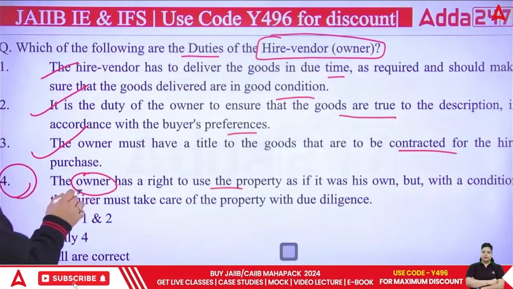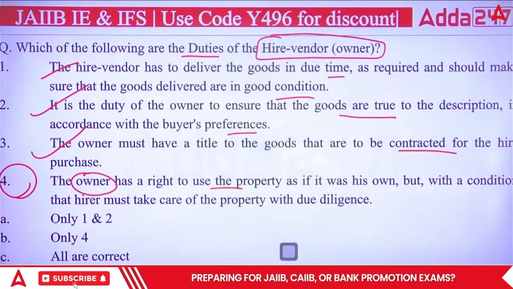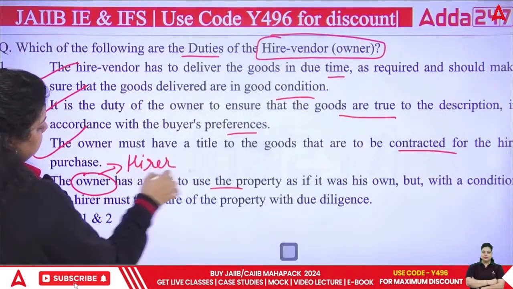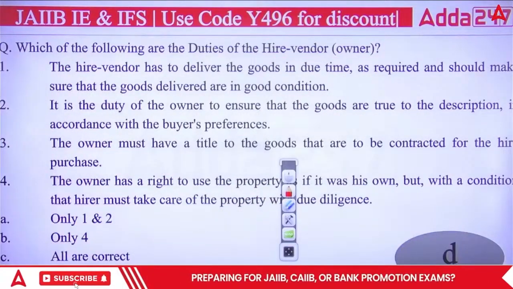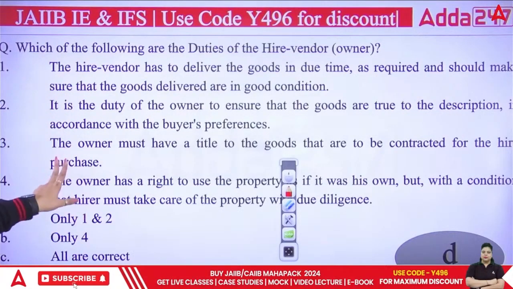Which of the following is not correct? Fourth is not correct. All are correct. So the right answer will be all except 4, because in place of owner, it should be hirer. Okay. So the right answer will be D. All are the duties of the hire vendor except the fourth one, because the fourth one is the duty of the hirer.